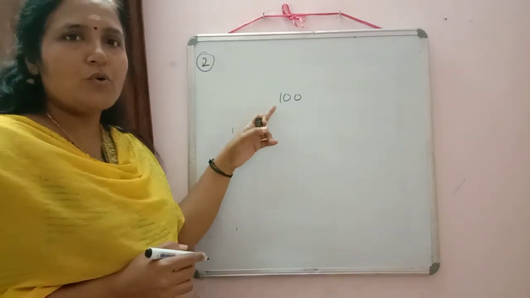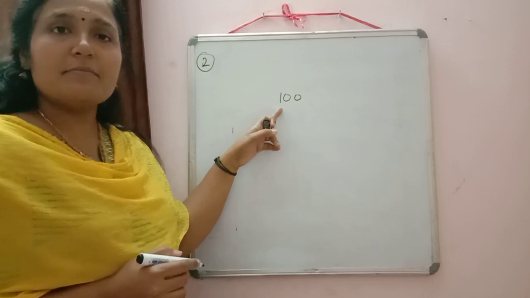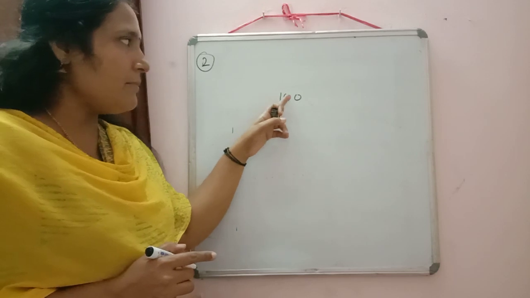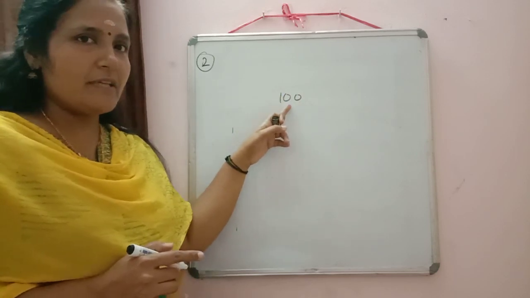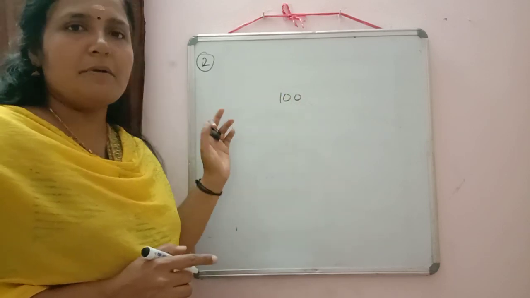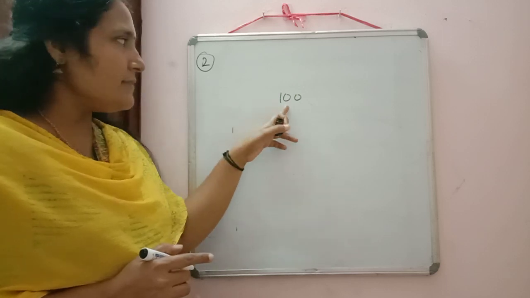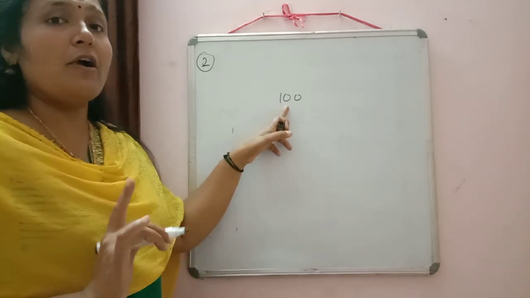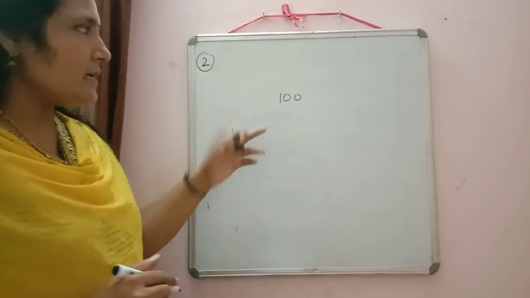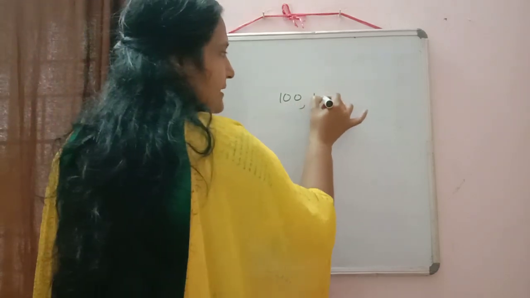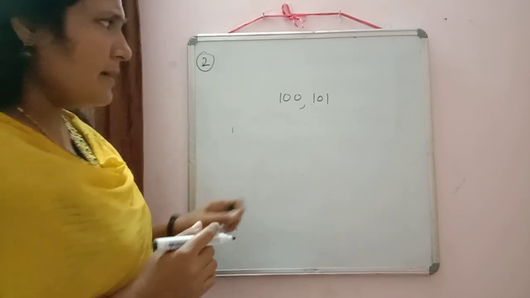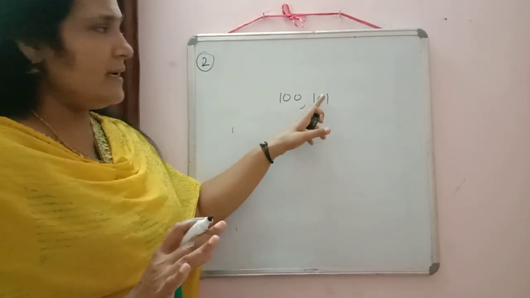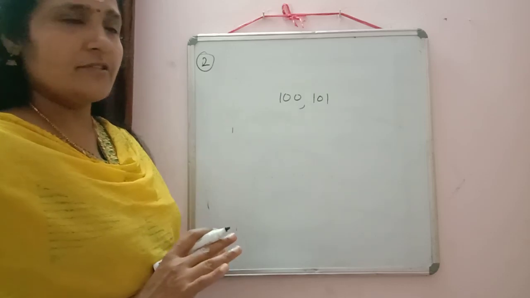100 is divisible by 2. Whether 100 is divisible by 3: how are we checking the divisibility rule of 3? If the sum of the digits is a multiple of 3, then the number will be divisible by 3. It is divisible by 2, but it is not divisible by 3. Therefore, it will not be divisible by 6. Then we will move to the next one, that is 101. 1 plus 1 is 2, not divisible by 3, and it is not divisible by 2 also.